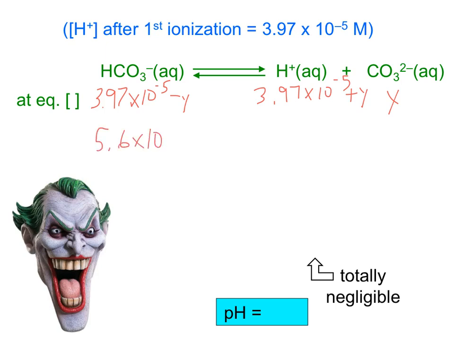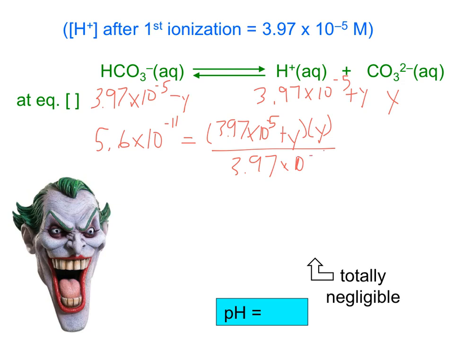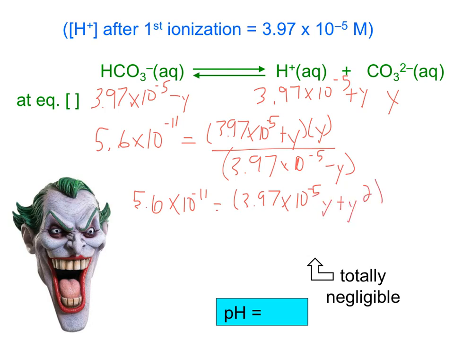5.6 times 10 to the negative 11th. Super small value. 3.97 times 10 to the negative 5th plus y times y over 3.97 times 10 to the negative 5th minus y. So when we do all that wonderful stuff, we're going to get this: 5.6 times 10 to the negative 11th equals 3.97 times 10 to the negative 5th y plus y squared over 3.97 times 10 to the negative 5th minus y.